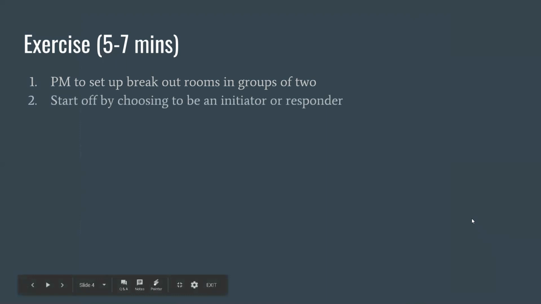Now we'll break out into an exercise to try to see if we can replicate some of those responses. Shouldn't take more than 5 or 7 minutes to get through this. We'd like the PMs to break out their rooms into groups of 2 for breakout rooms. And each person can start off by choosing to be an initiator or a responder. We'll swap at the end, so everyone will get a chance to play both roles.